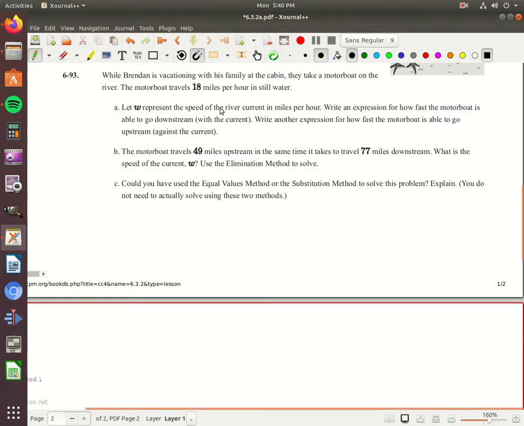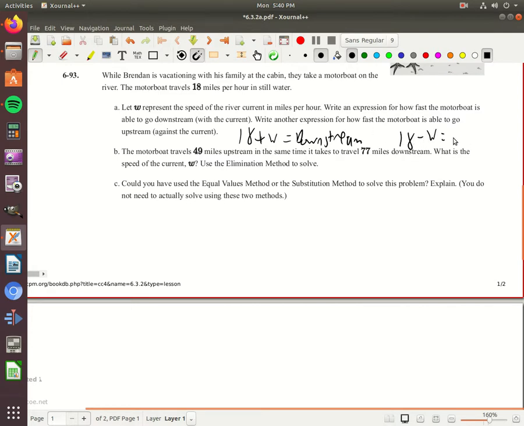So Brendan's vacationing with his family at the cabin. They take the motorboat on the river. The motorboat travels 18 miles per hour in still water. Let W equal the speed of the river current in miles per hour. So write an expression for how fast the motorboat is able to go downstream with the current. Well, it goes 18 miles per hour plus the current will move it. That's if it goes downstream. Well, what if it goes upstream? If it goes upstream, it's fighting the current. So 18 and whatever the current is, it will go less than that.